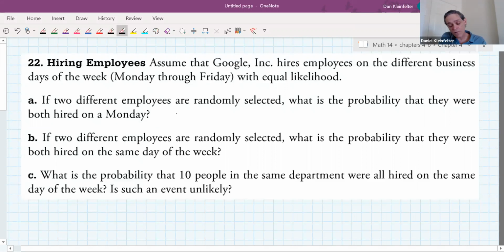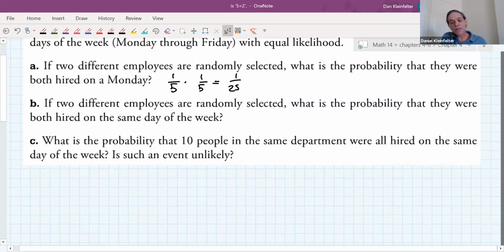So it's Monday through Friday. So there's a 1 in 5 chance that the first person was hired Monday, and then a 1 in 5 chance that the second person was also hired on a Monday. So that's a 1/25th chance. Okay, so now for part B, if two different employees are randomly selected, what is the probability that they're both hired on the same day of the week? So this question is a little different because we're not asking it to be Monday. It could be any day of the week. It just needs to be the same for both people.